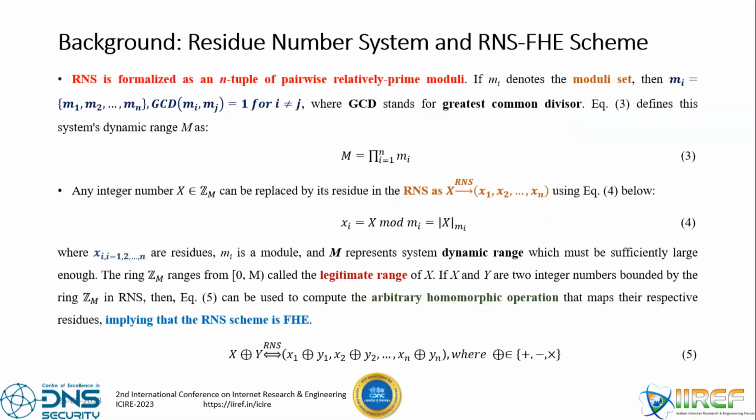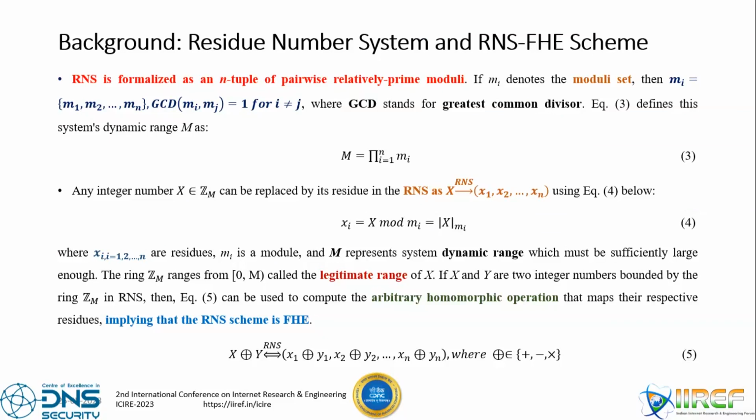The concept of the residue number system and the residue number system fully homomorphic scheme. The residue number system is a non-weighted number system that allows an integer to be represented using an n-tuple of residues based on the used pairwise relatively prime moduli. Assuming M denotes the moduli set, then M is a set comprising moduli labeled m1, m2 up to mn, in which the greatest common divisor between a pair of moduli must be 1.